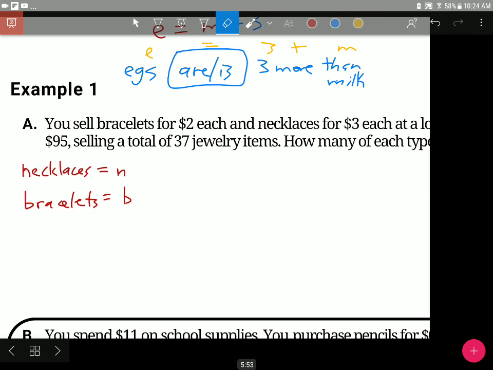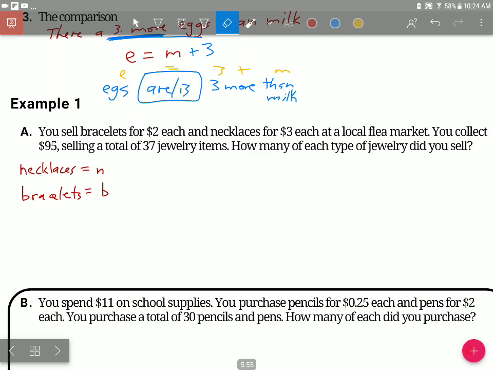So let me zoom back up to the whole question. All right, so they gave us a total. There was a total of 37 jewelry items. Is that telling me just how many there are, or is that telling me how much the price is? The total number, however many they are. So that's the first equation. That's just a total. So I can literally write N plus B equals 37. Cool. That's just a grand total of how many you've got.